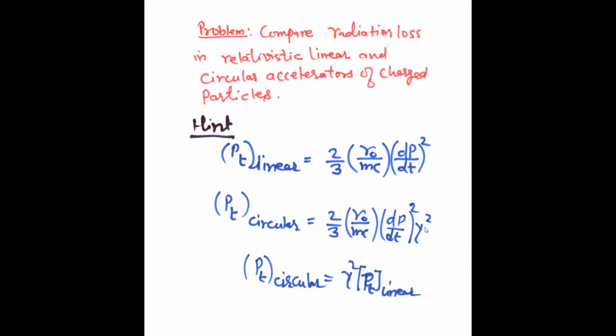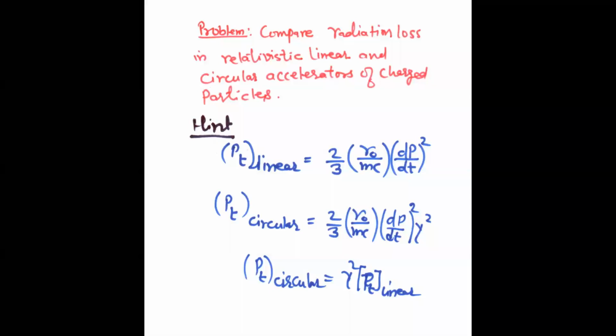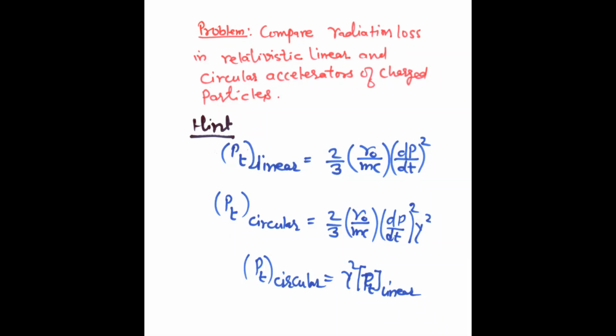So see the clear difference here. The difference is that P_T circular equals gamma square times P_T linear. It means the power loss in a circular accelerator is equal to gamma square times the power loss in a linear accelerator. And see, gamma is always greater than 1, because gamma equals 1 upon root of 1 minus beta square. Beta is always less than 1 because it is relative velocity.